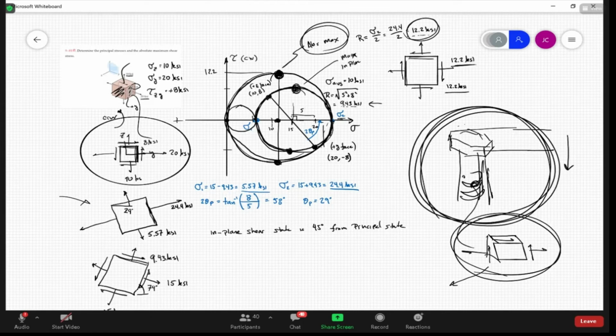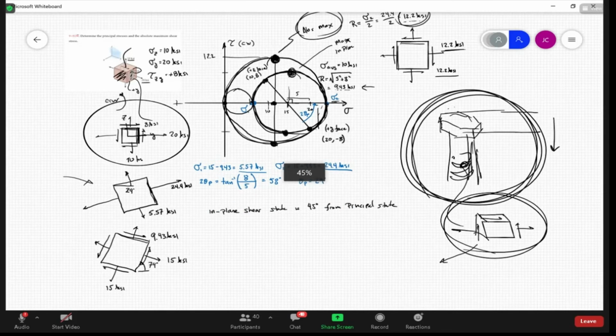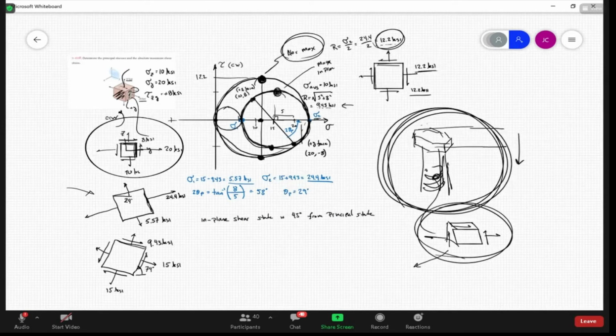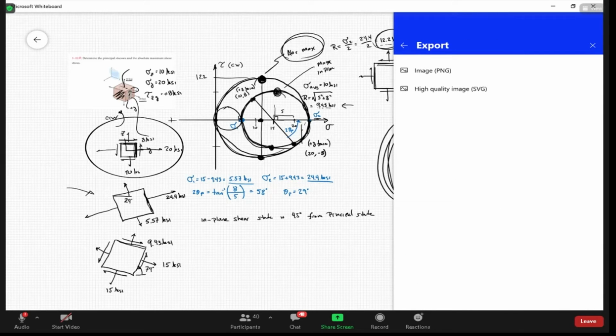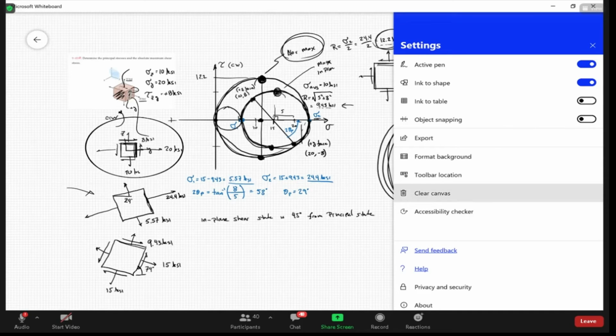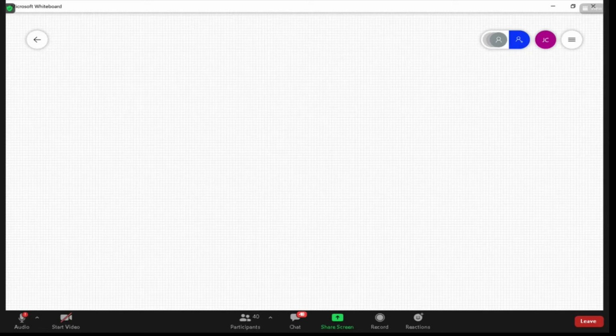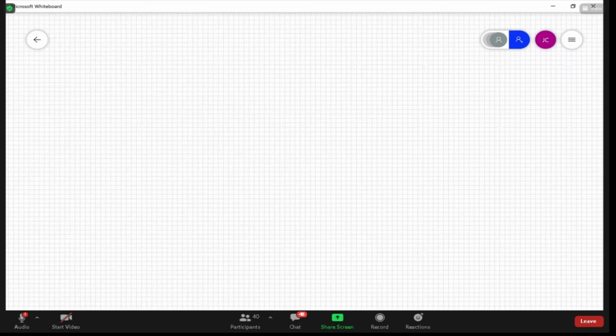Maybe we'll do one at the end. But let's do a strain one. Again, the strain stuff is very much the same, except we just have to be careful about the 1/2 on the strain part. So let's find a strain problem.